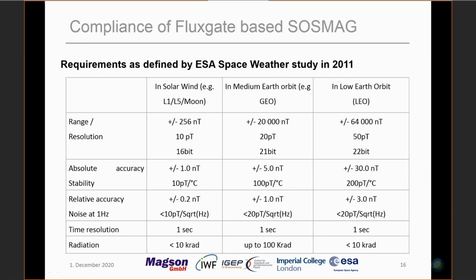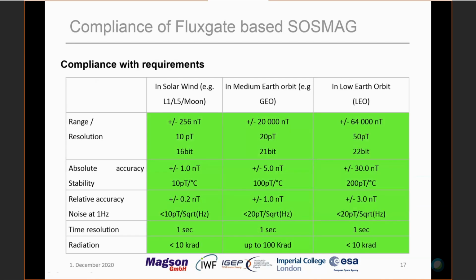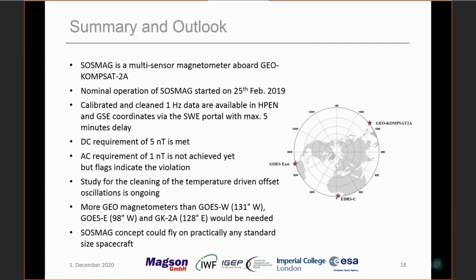So, during the preparation for this talk, I found a table in an ESA study from 2011 with the requirements for the magnetometer for space weather measurements. And these requirements are completely fulfilled by the Fluxgate sensor with a science class electronics, but not with a small Fluxgate magnetometer, with the AOCS magnetometers.